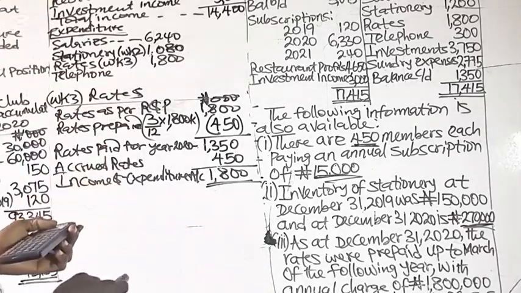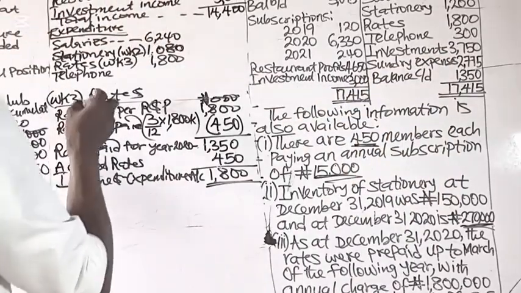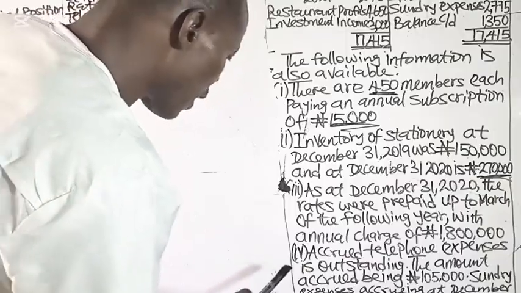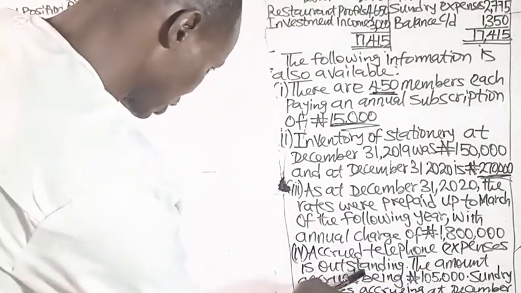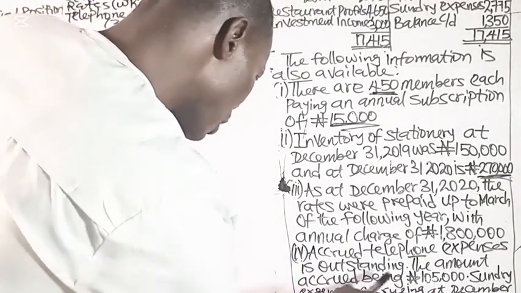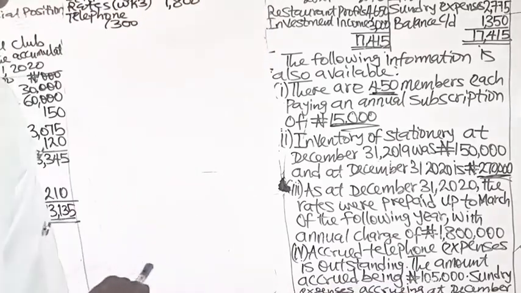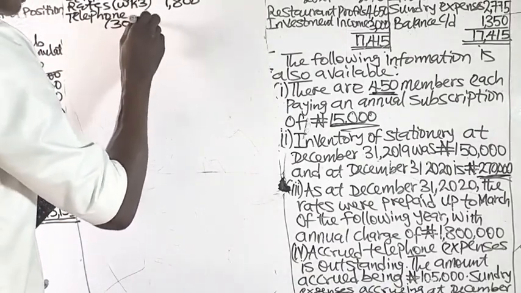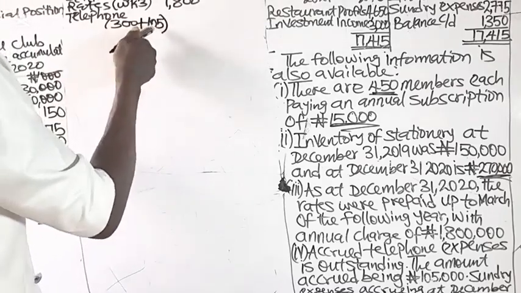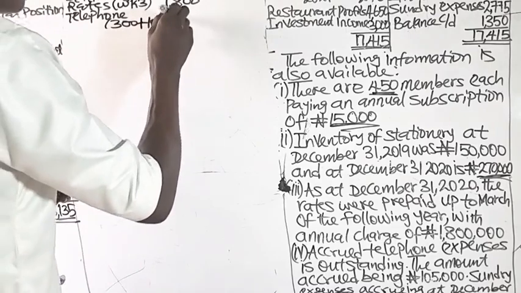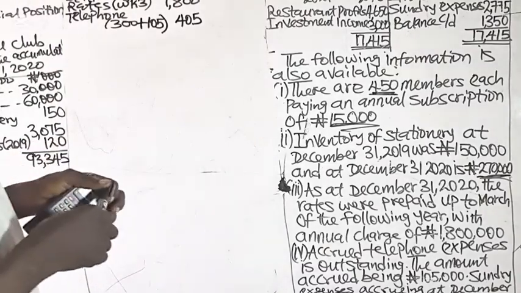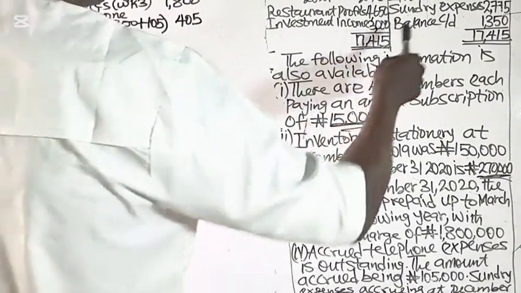The telephone expenses paid in the year amounted to 300,000. Now let's go through the notes. Note 4, accrued telephone expenses is outstanding. The amount accrued being 105,000. The telephone expenses of 105 is outstanding. That is accrual. We normally add accrual. So if you add 105 to 300, then you have 405.